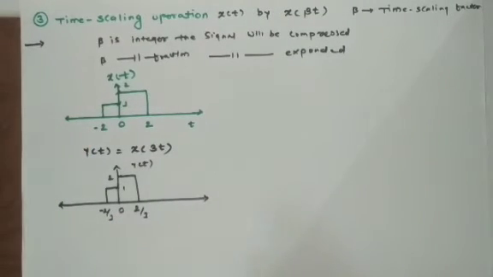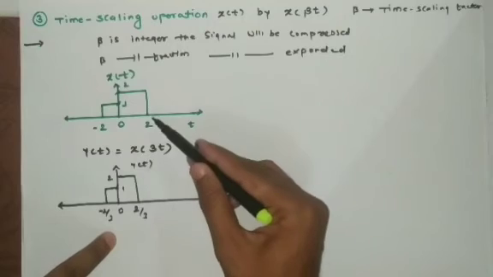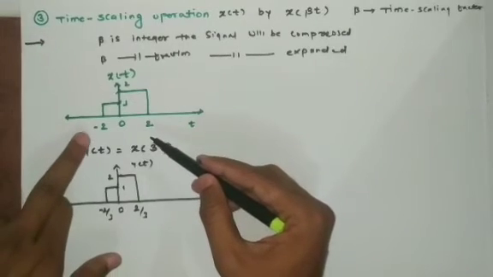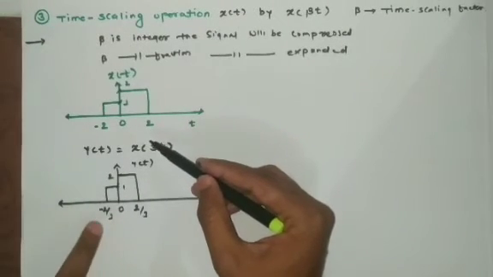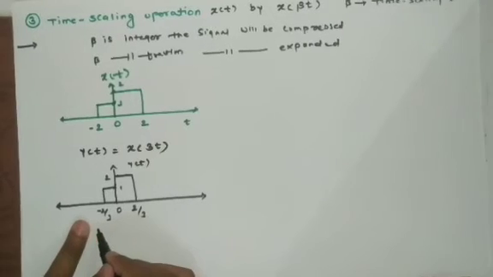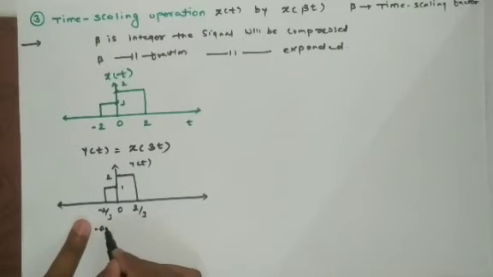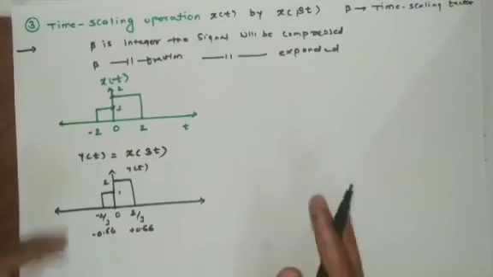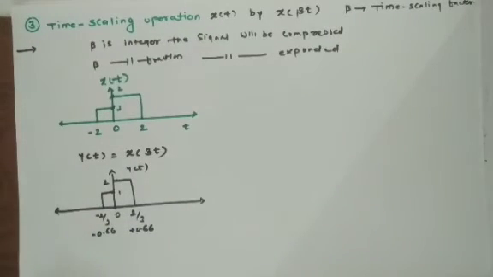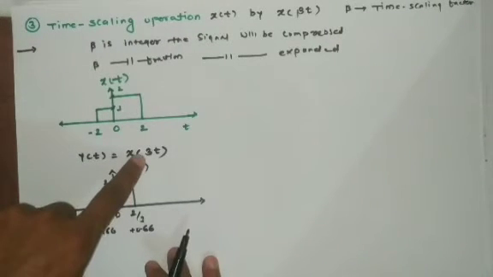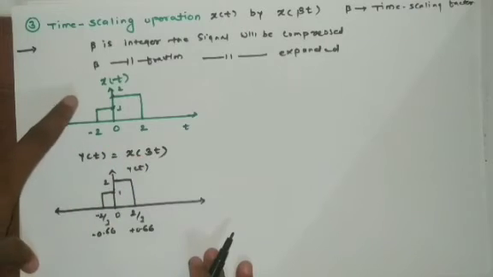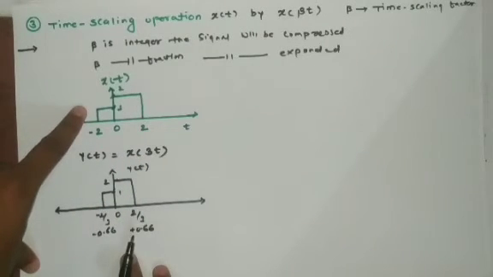Now if we compare the output signal with the input signal, the range was from minus 2 to plus 2. Now it is from minus 2 by 3, that means minus 0.66, to plus 0.66. That means our signal is compressed. So whenever beta is an integer, the signal is going to be compressed.